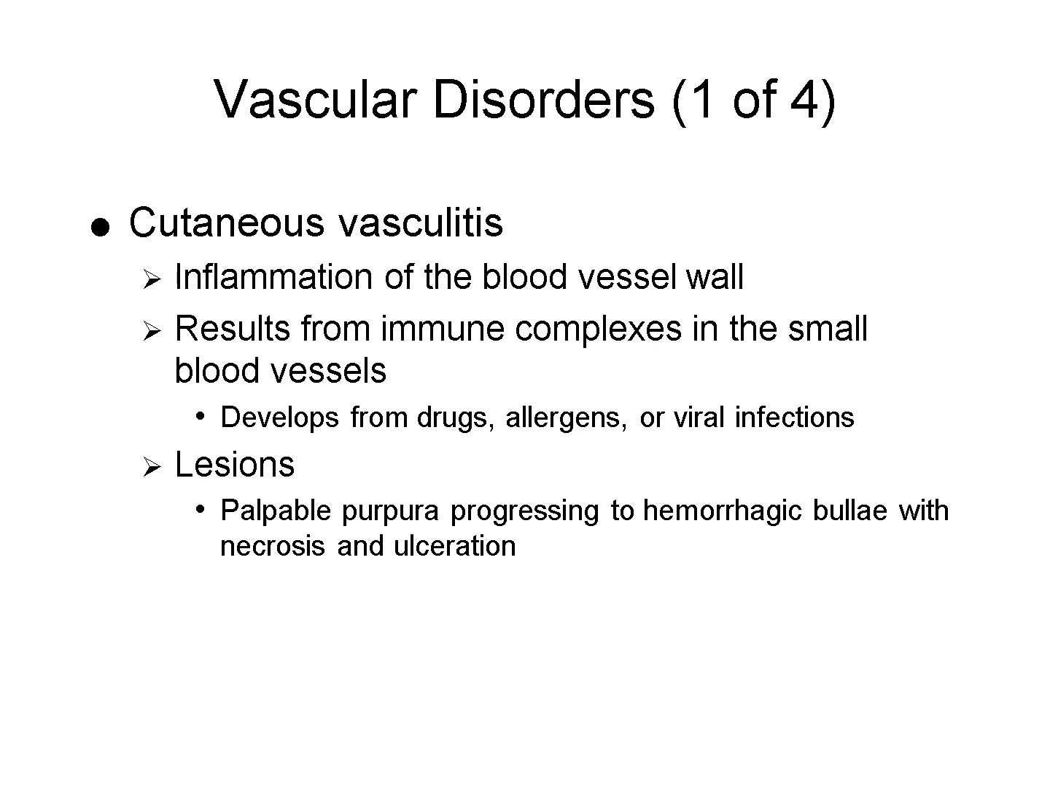Cutaneous vasculitis is inflammation of the blood vessel walls in the skin, often triggered by immune complex deposition. It can result from infections, medications, or allergens. Lesions begin as palpable purpura and may progress to necrosis or ulceration. Treatment focuses on managing the underlying cause and controlling inflammation.